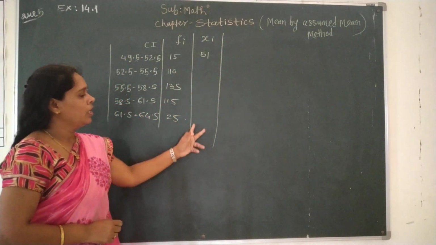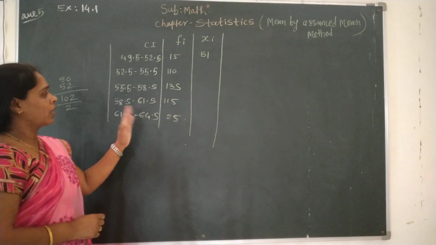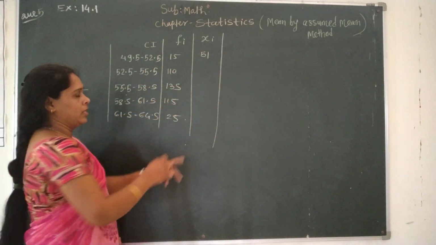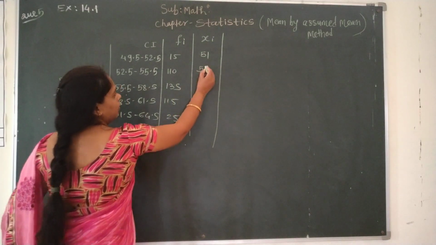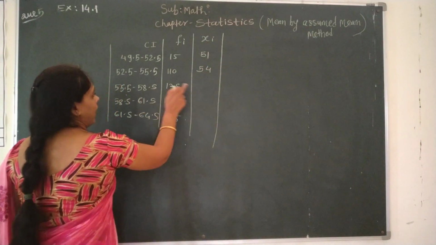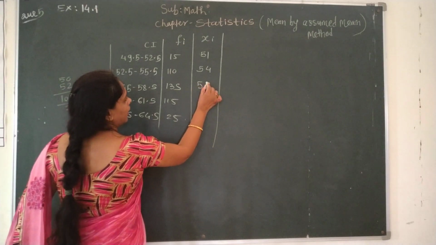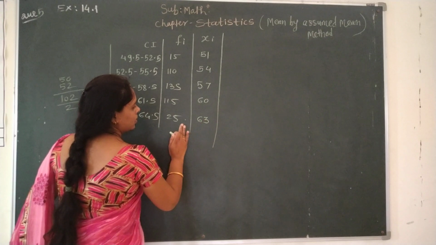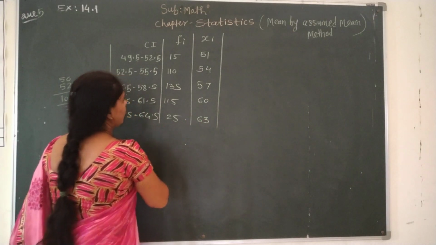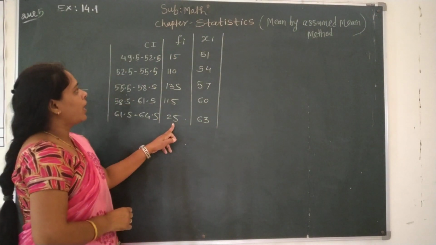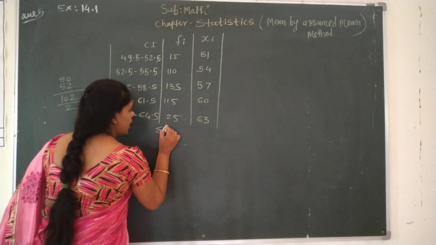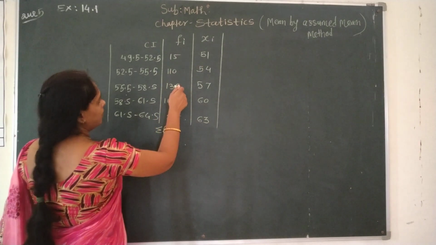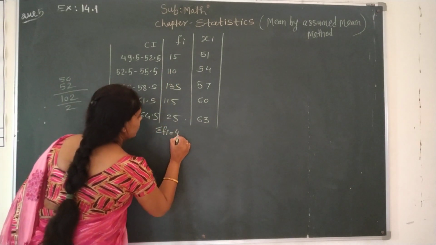Means add 3 in each. No need to do the calculation for each class interval. Difference is 3. Now add 3 to 51, you will get 54. Again add 3, you will get 57, 60, and the last one is 63. Now in the example we require summation fi. Find out summation fi, the addition of all the frequencies. That addition is 400.